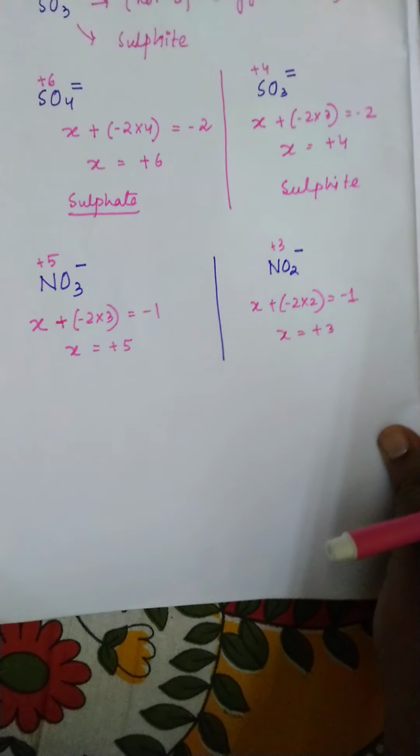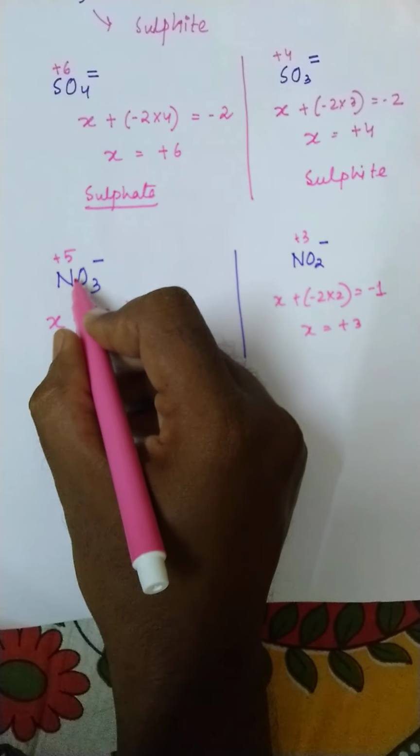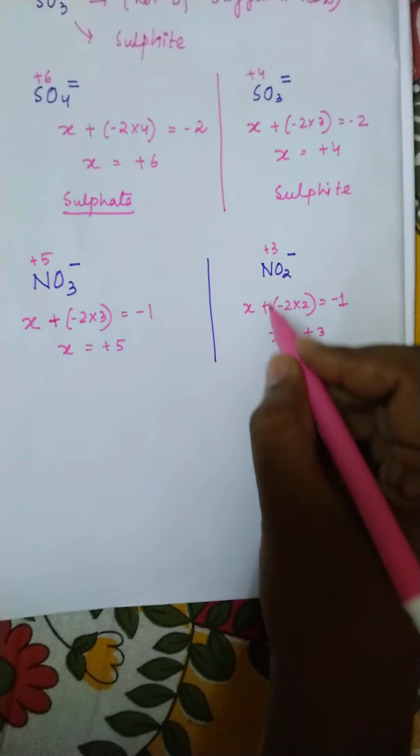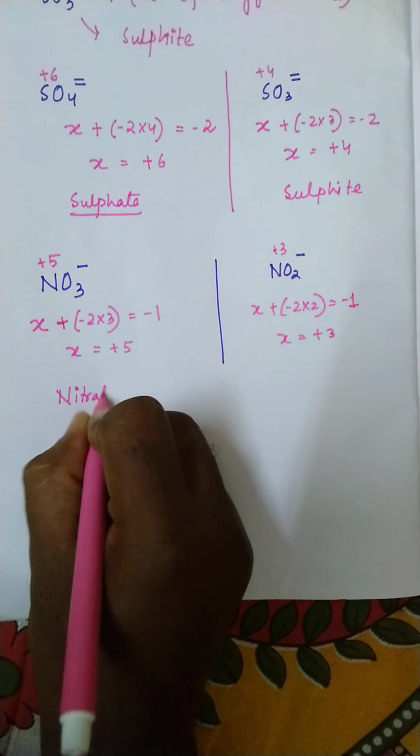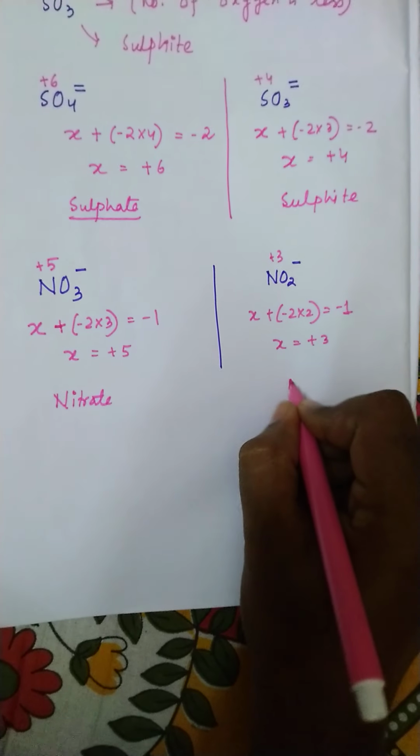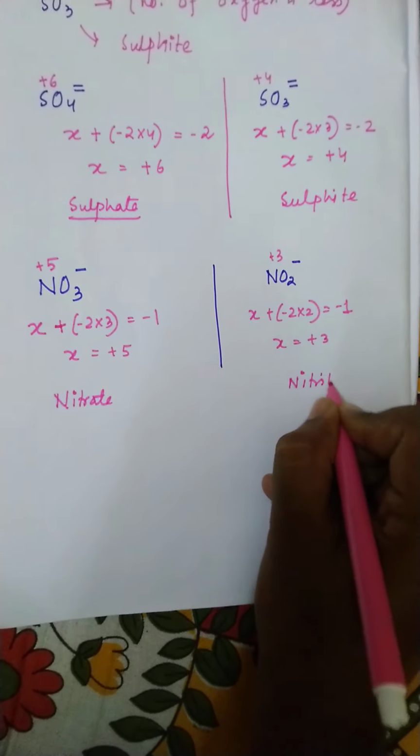Okay, so here the oxidation state is more, this is nitrate. Here the oxidation state is less, it is nitrite. So this is nitrate and this one is nitrite.